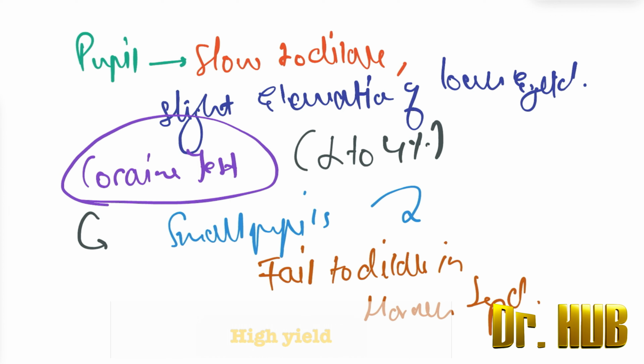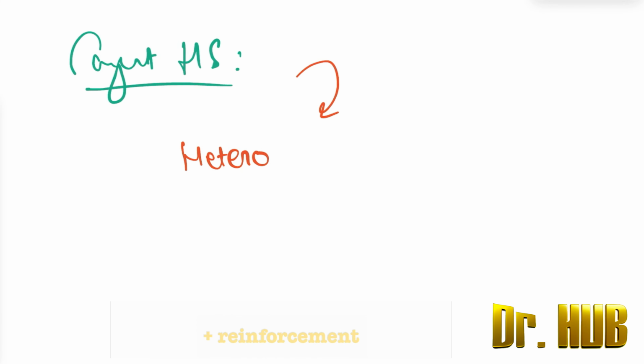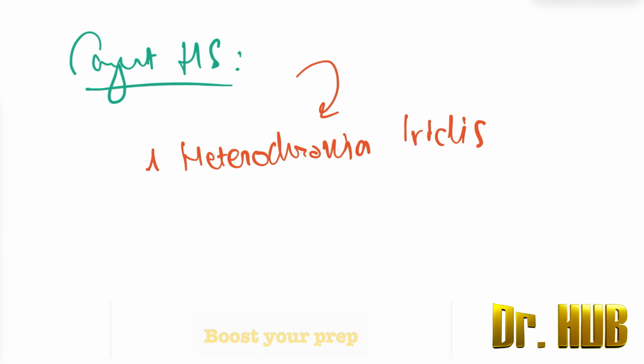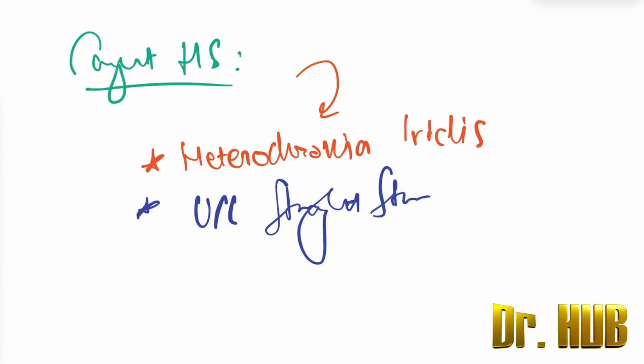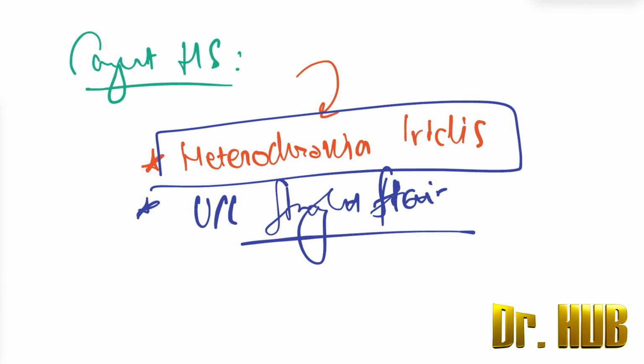Another thing to note is that in congenital Horner syndrome, additional features are seen. They are heterochromia iridis and unilateral straight hair. So unilateral straight hair as well as heterochromia iridis. So this was completely about Horner syndrome.